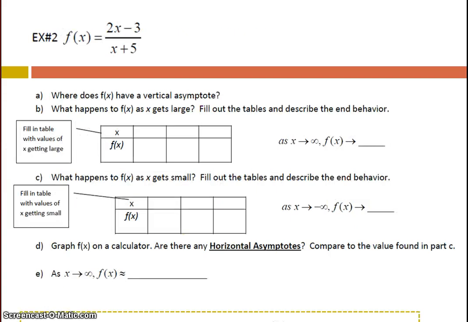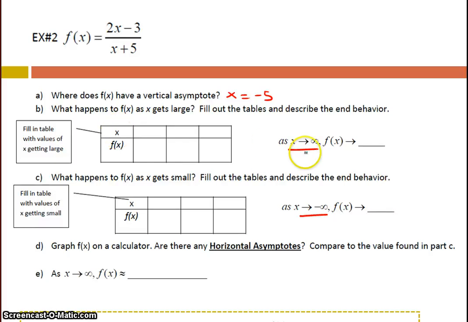So what we're going to do here is look at horizontal asymptotes as well as vertical asymptotes. So where does f of x have a vertical asymptote? We set the denominator equal to 0, and we see that x equals -5 is a vertical asymptote. Now I want to know what happens to the function as x gets really big. As x approaches infinity, and then down here as x approaches -infinity, is the function getting bigger or smaller? Or is it approaching some particular number? Is it going to have some sort of asymptotic behavior as x gets really big?